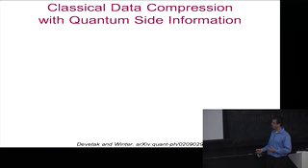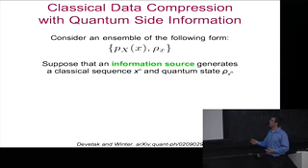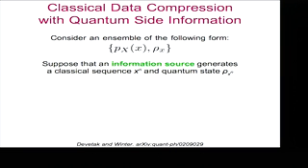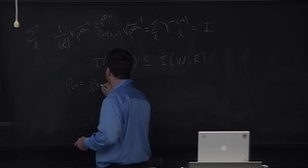Okay. So I should say that this, I'll call it CDC-QSI, was established by Devetak and Winter about 10 years ago. And the main idea for this protocol is that there's some ensemble. Say the states rho of x are selected according to a distribution p of x. And an information source generates some classical sequence according to the IID version of this distribution. And conditional on that, it prepares some quantum state rho x^n. The notation is implicitly that this is a tensor product state.